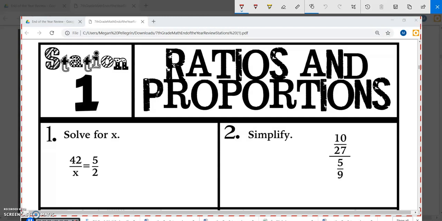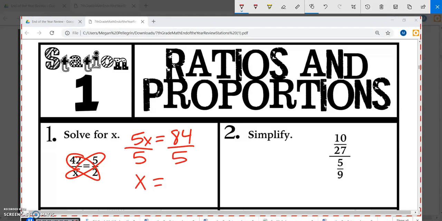So ratios and proportions. Okay, so solve for x, so that is a proportion, and so I am looking at proportions. There we go. Second to last page-ish. So we're going to cross multiply. So we get 5x is equal to 42 times 2 gives me 84. And I divide both sides by 5. And x is equal to 16.8. So I just divided 84 divided by 5 in my calculator.